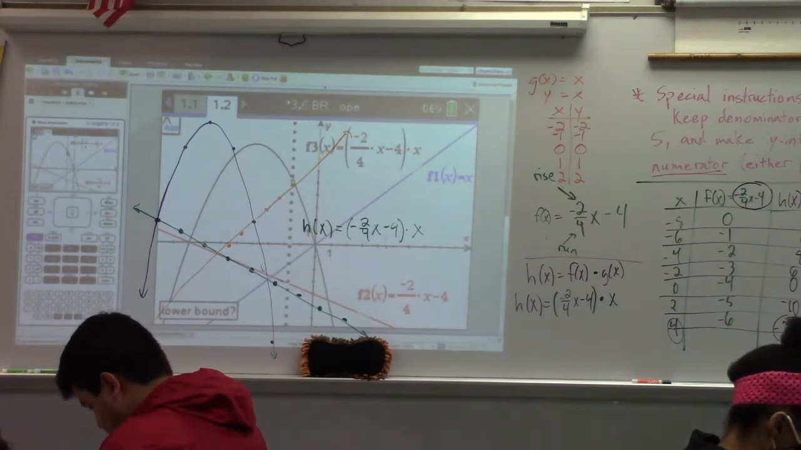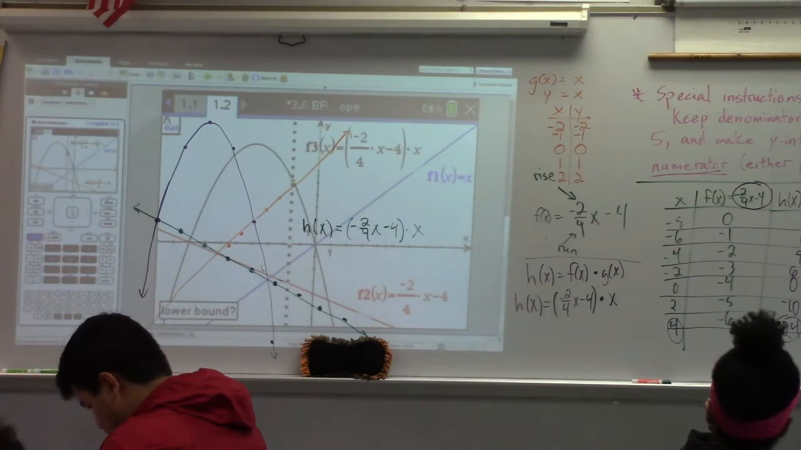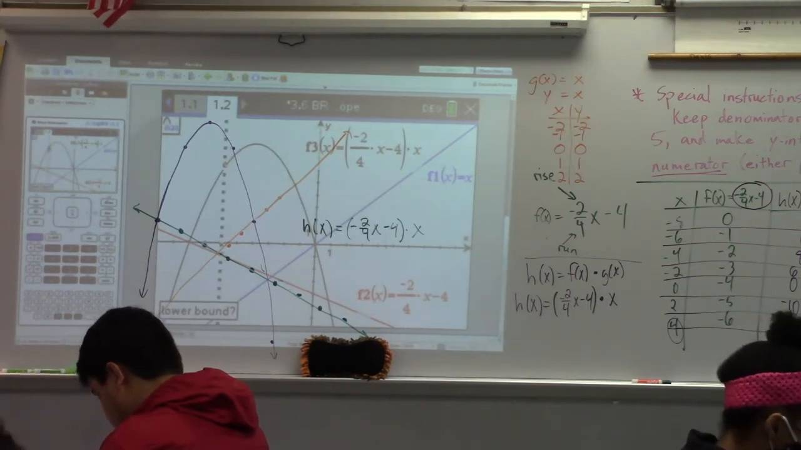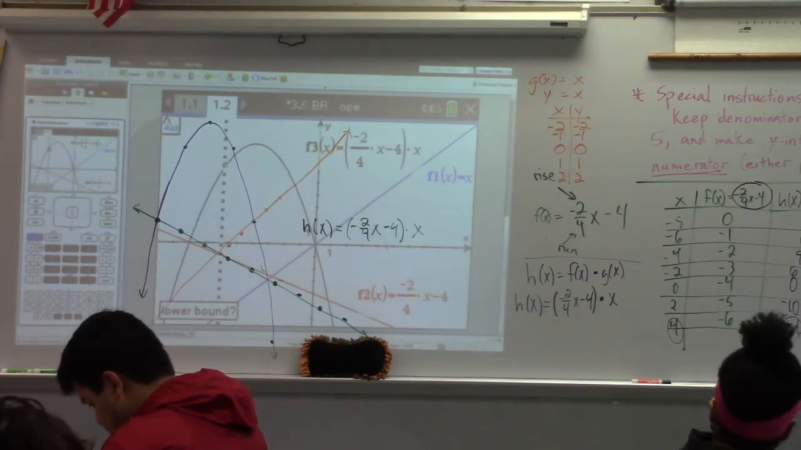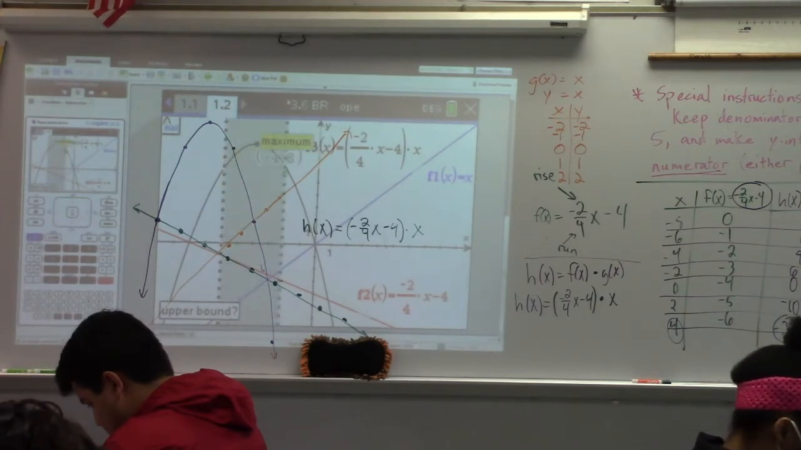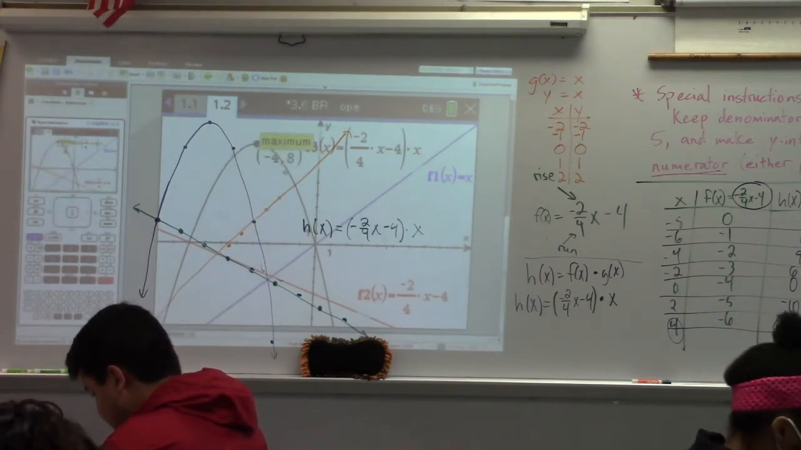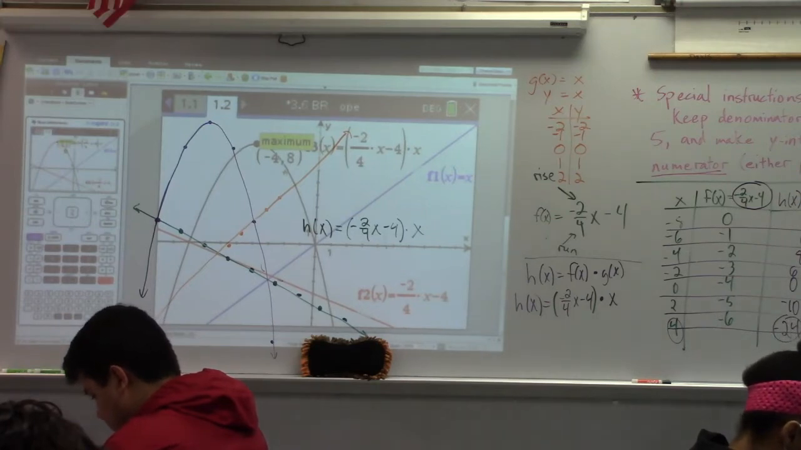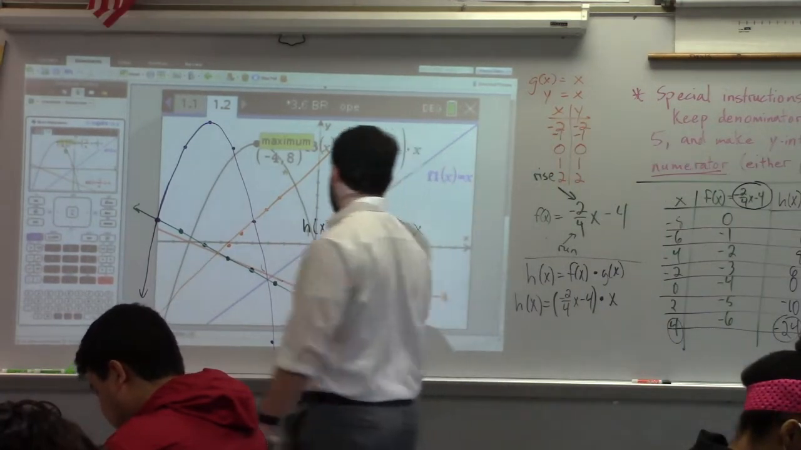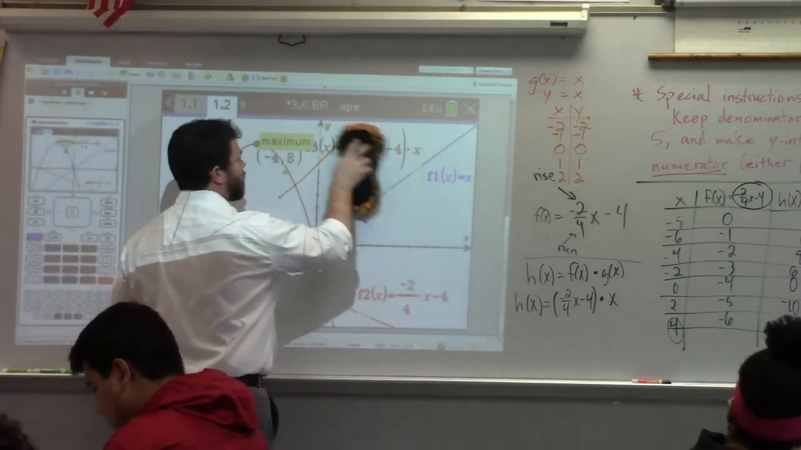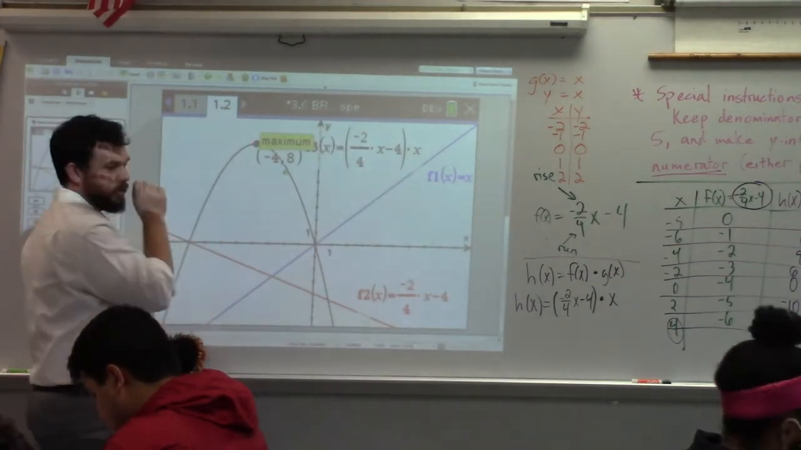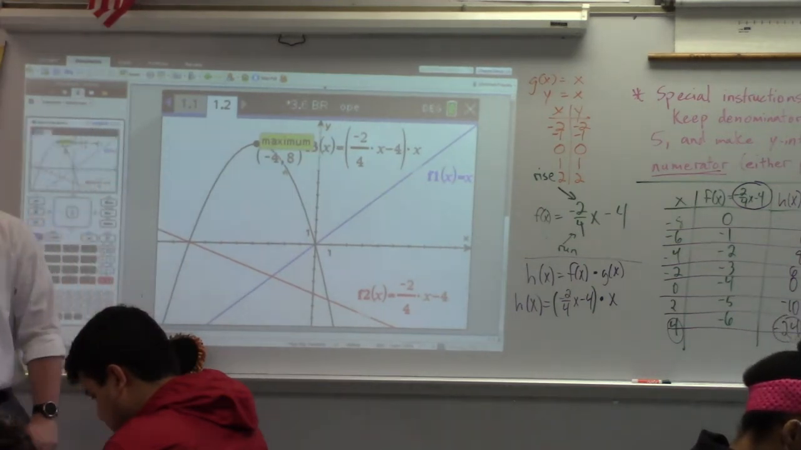Can I hit enter where my dash line is? And you go on the other side of the vertex, right? It's just a parabola. And you go to the left-hand side of the vertex, hit enter, upper bound, scroll to the right, and hit enter. So you should see a maximum there.